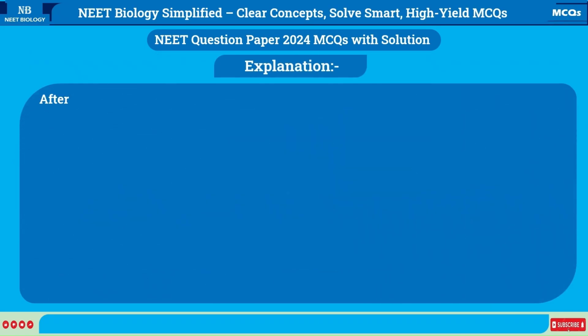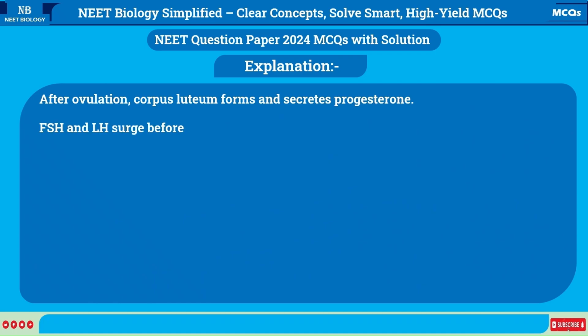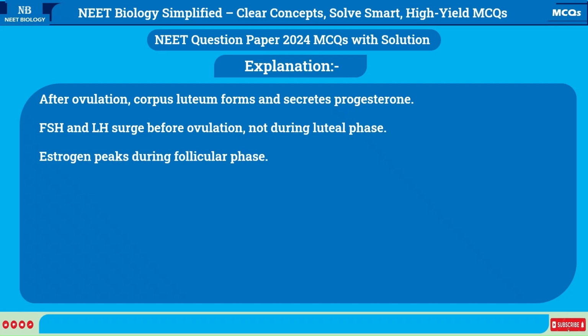Explanation: after ovulation, corpus luteum forms and secretes progesterone. FSH and LH surge before ovulation, not during luteal phase. Estrogen peaks during follicular phase. Ovulation already occurred before luteal phase.